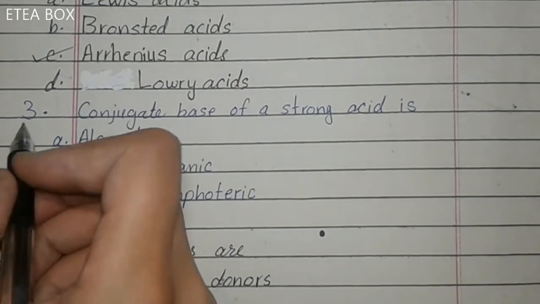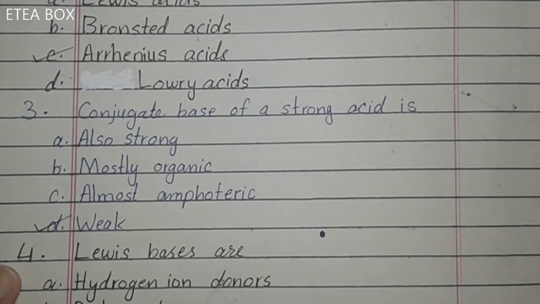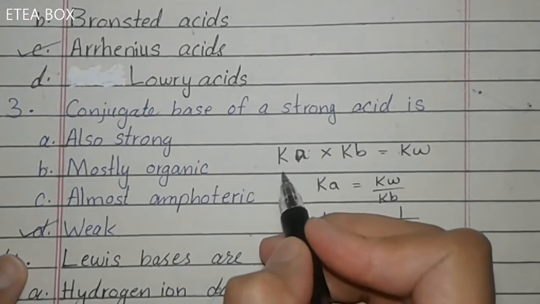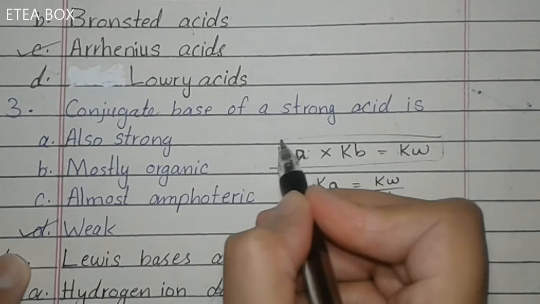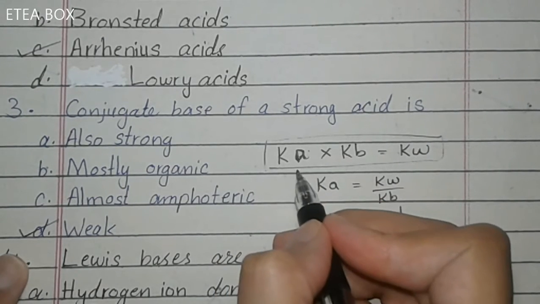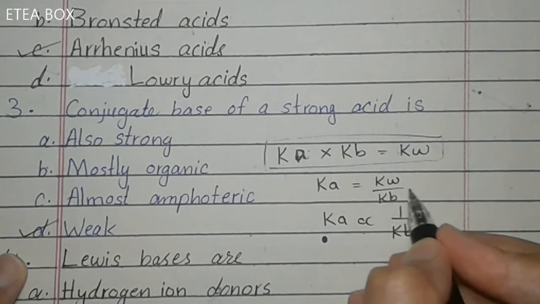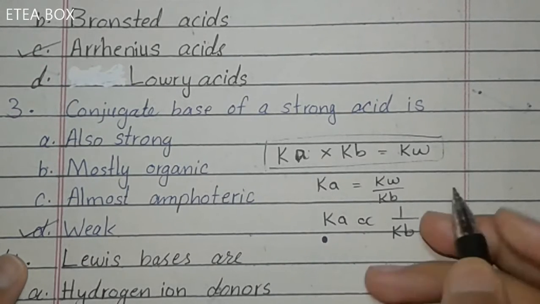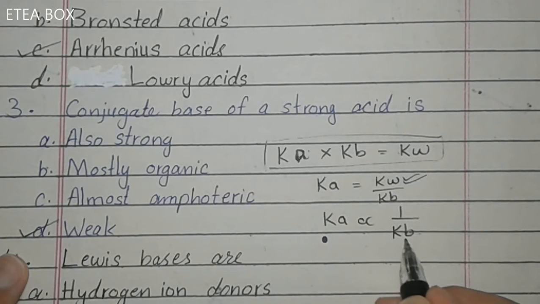C, the third number. Conjugate base of a strong acid is weak. Now listen. Here we know that Ka multiply Kb is equal to Kw. Okay, this is an equation in your book. Okay, this is the relation between the Ka and Kb. So we can also write it like Ka is equal to Kw divided by Kb. If we take this one as constant, now look at here. Ka is inversely proportional to Kb.